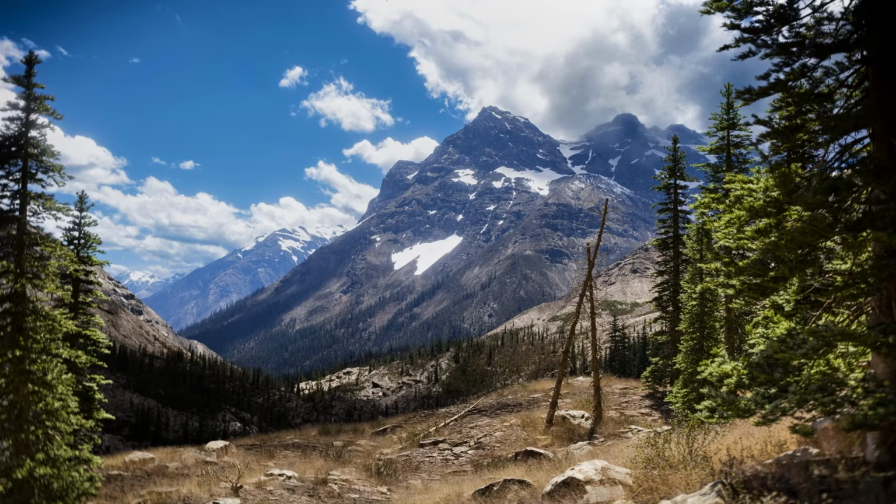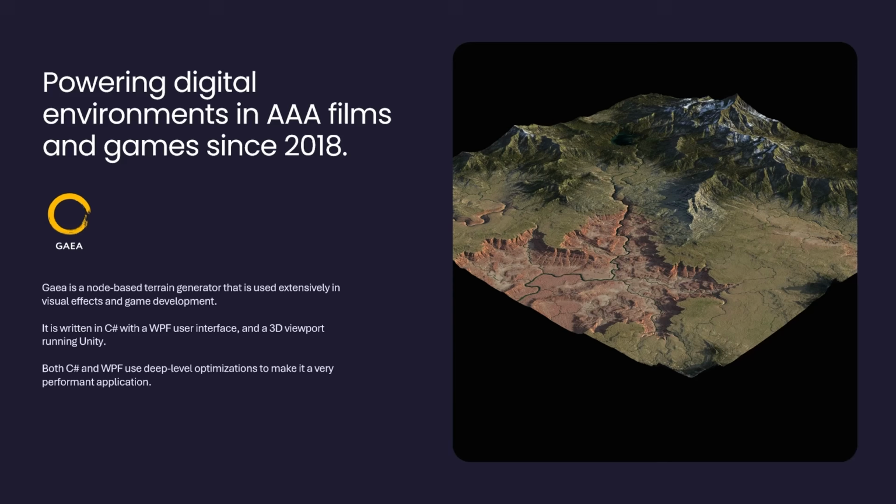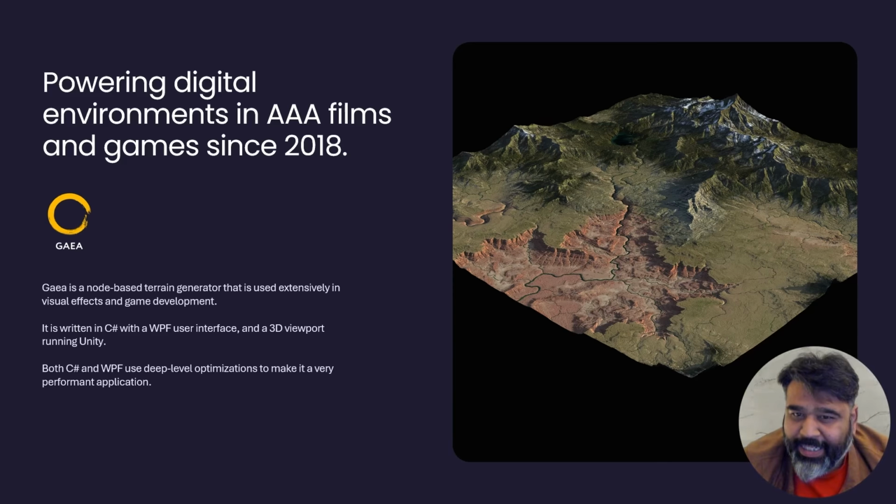This is all created through our software called Gaia. Gaia has been around since about 2018, and it's a node-based terrain generator that's extensively used in visual effects, games, and so forth. It's written in C# with a WPF user interface, and it has a 3D viewport that runs Unity. Both the C# and the WPF aspects of the software have been deeply customized and optimized to be very performant and flexible for a number of use cases that are quite out of the ordinary. So we're going to take a look at some of that today.